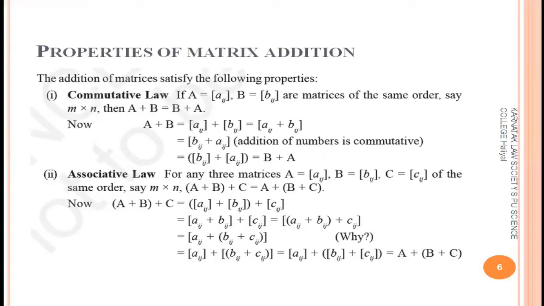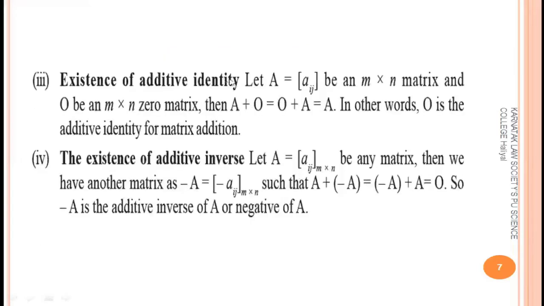And second property is associative law. Here we need to consider three matrices and we need to interchange the brackets. First we add A plus B and the resultant we obtain, we will add to the another matrix, that is C. This answer is equal to the answer on the right hand side. So you'll get the same answer. So associative law holds good for the matrix addition. Next one is the existence of additive identity. 0 is the additive identity.